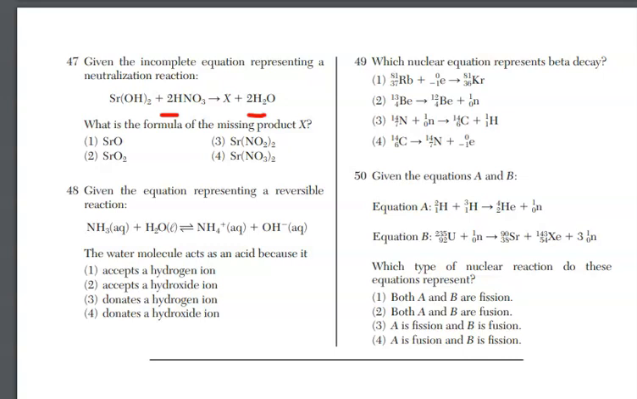This is neutralization. I have a base, which is the strontium hydroxide, and an acid, nitric acid, forming a salt and water. But if you don't realize it, what happens is it's really a double replacement reaction. You've got your strontium and your nitrate, and on the other side, that's going to form your salt.